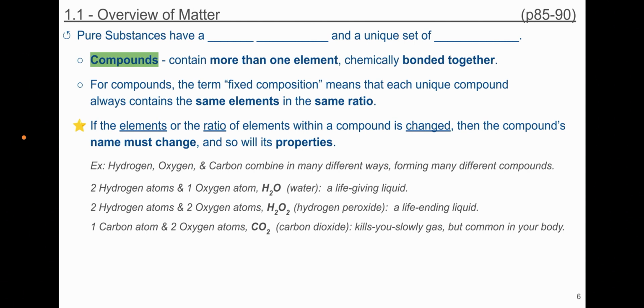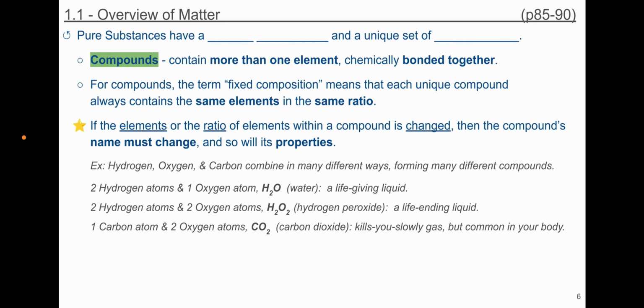And then one carbon atom and two oxygen atoms, switching that out, now we're talking about carbon dioxide, which is a gas that is common in your body, but if you were surrounded by too much of it, it could cause you a lot of pain, and it could take away your life. It's not good to just have CO2 all around you.